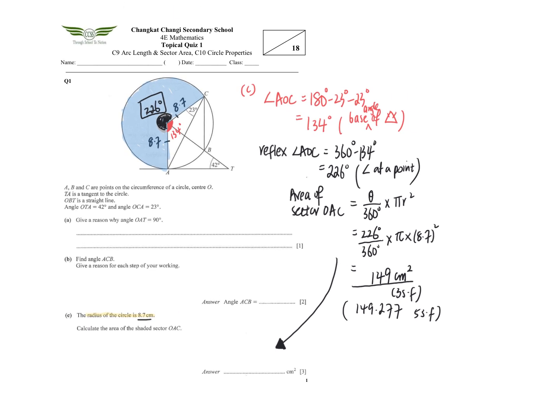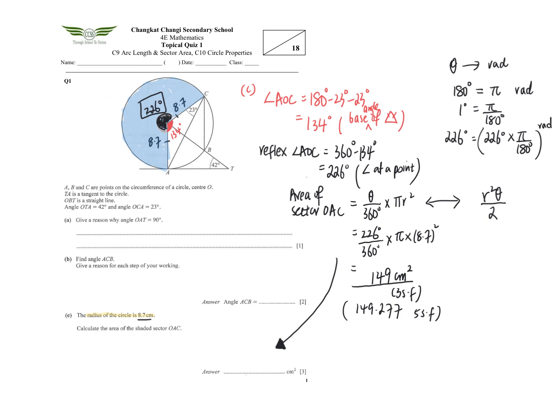Silesh is suggesting, can I use this formula instead? You can if you change the angle to radian. So now the angle, we know that 180 degrees is pi radians. So 1 degree is pi over 180. Then the angle here is 226. So you must first change this to radians. Once you change this to radian already, then you can use this formula, and you will get the same answer.